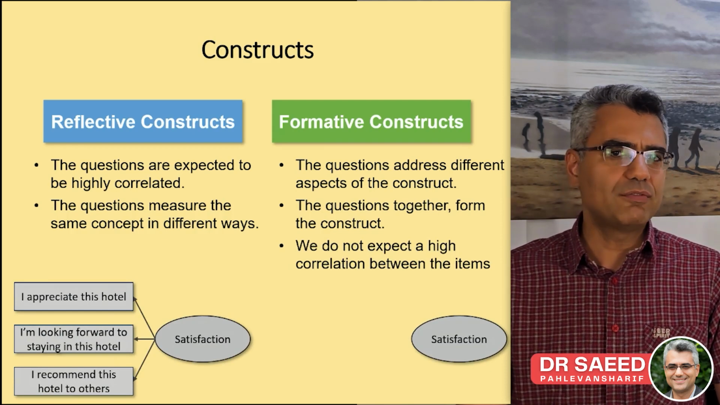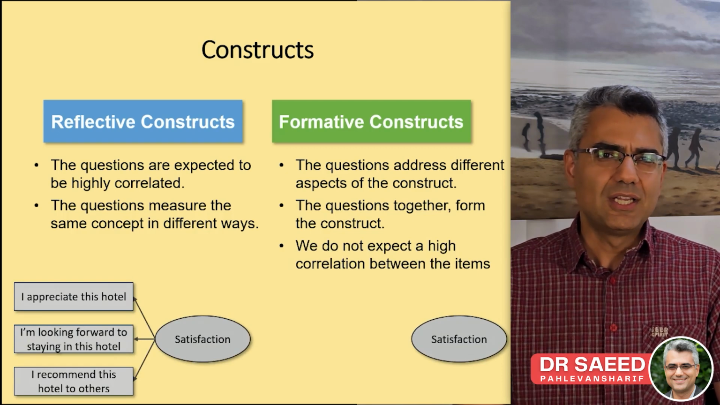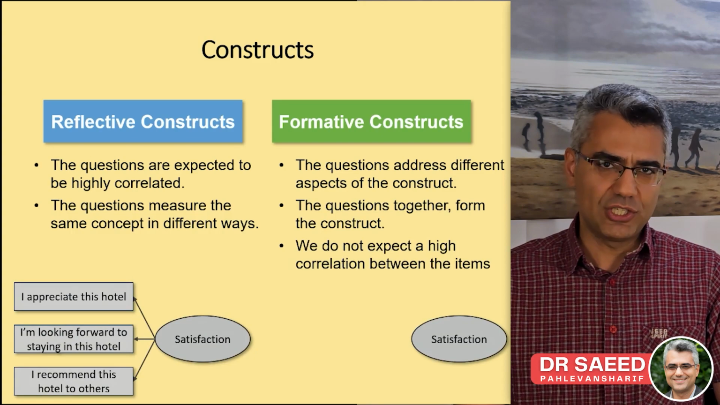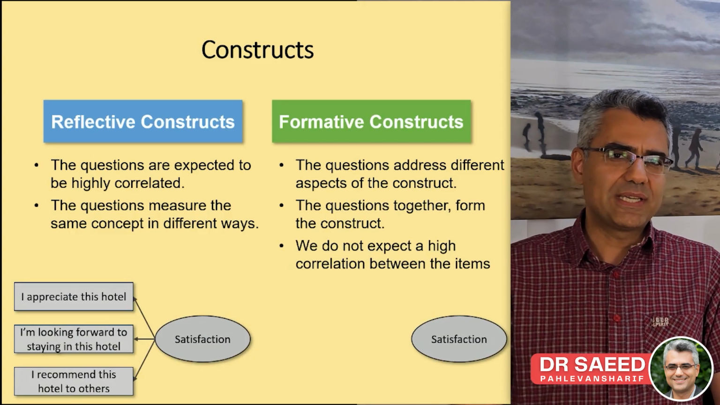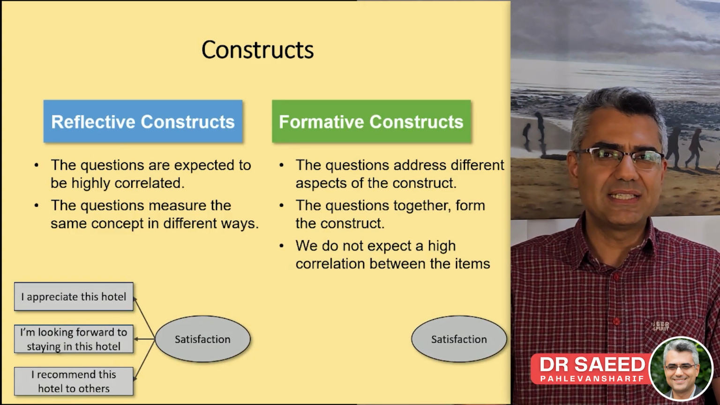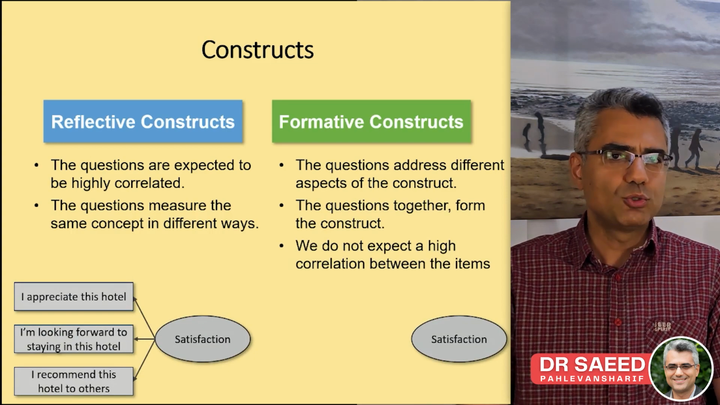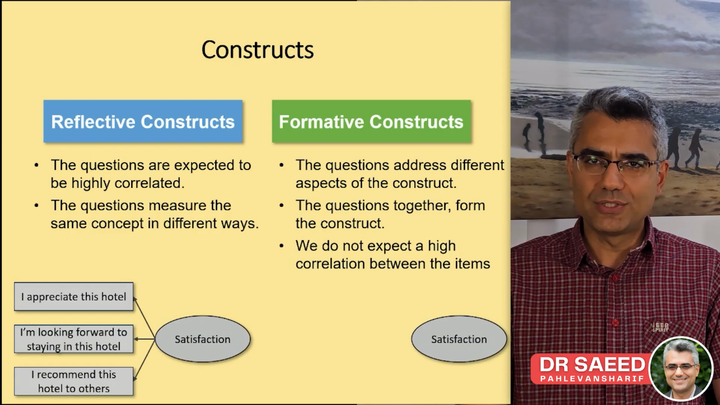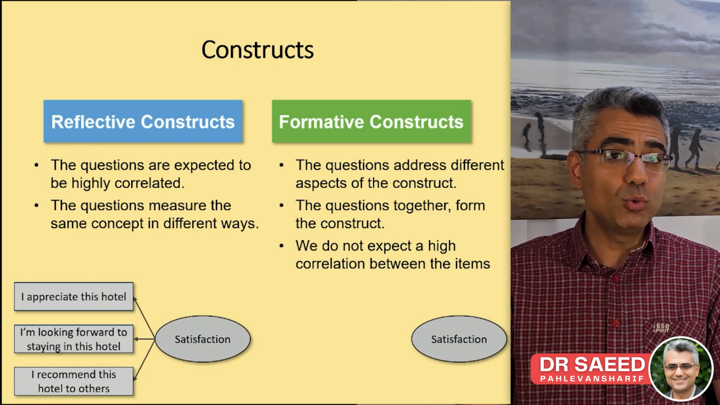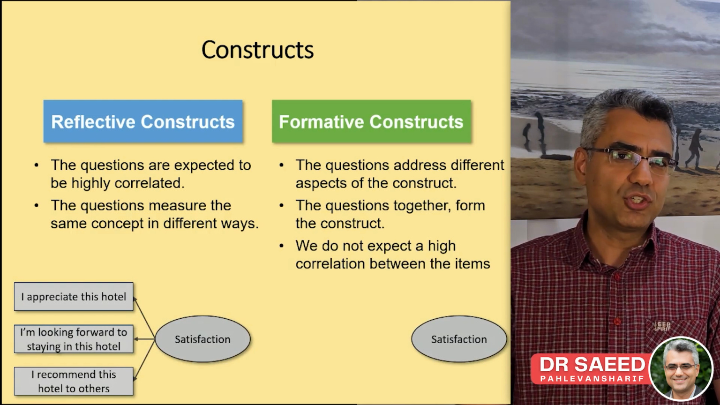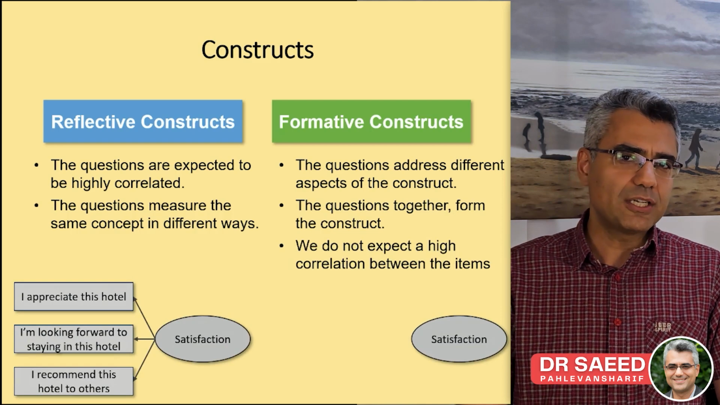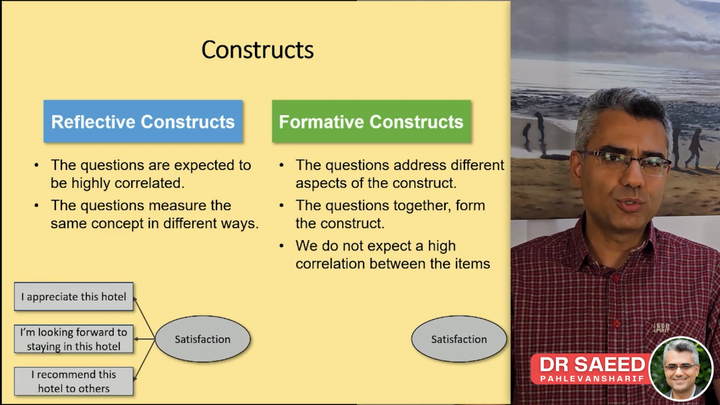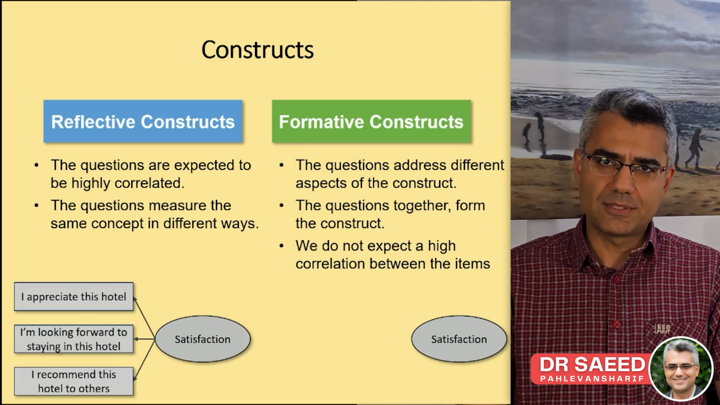Also, removing one of these indicators or questions does not change the meaning of the satisfaction construct because they are interchangeable. In this case, as you can see, the single-headed arrows represent a direction from the construct to the items. And this indicates that your satisfaction with the hotel results in your positive view about the hotel, your anticipation of returning, and your likelihood to recommend it to others. So the causality flows from the construct to the items.